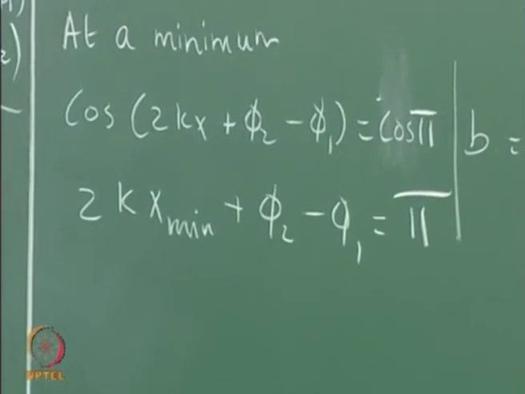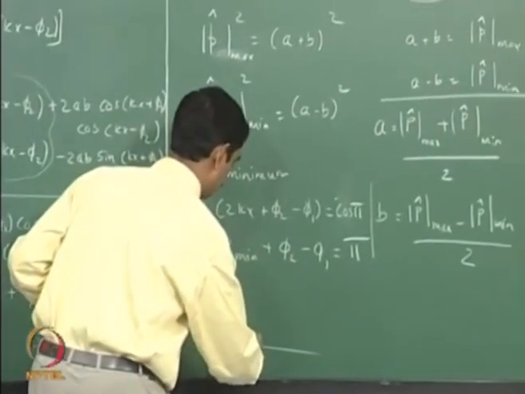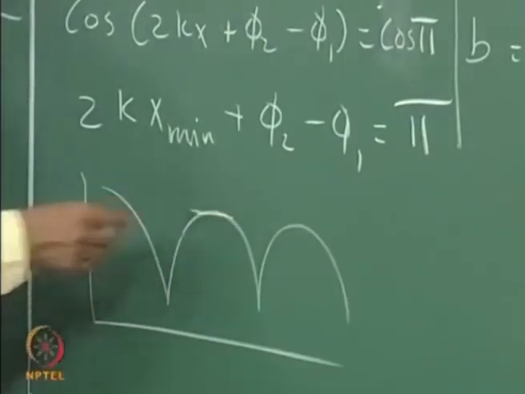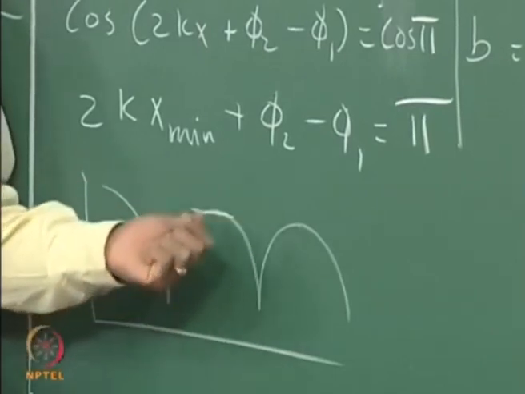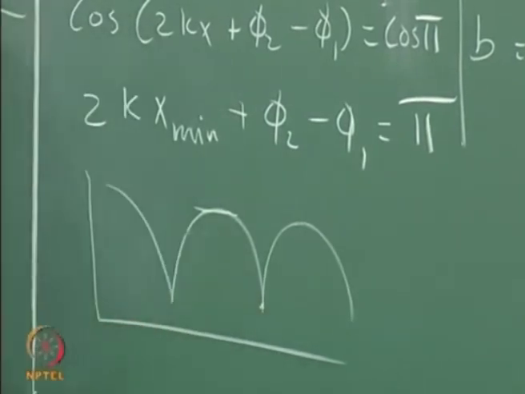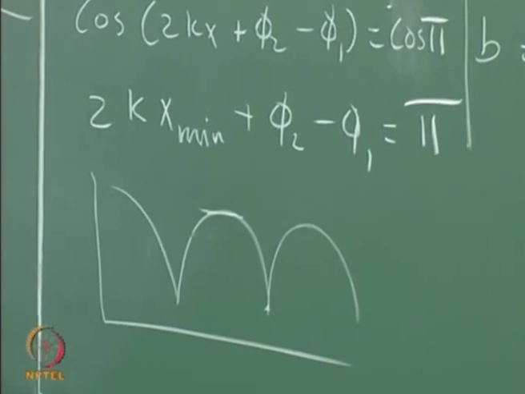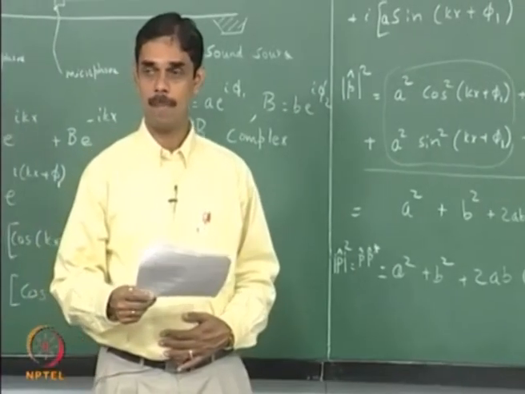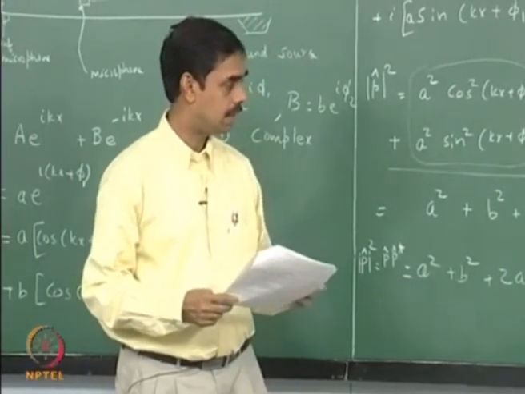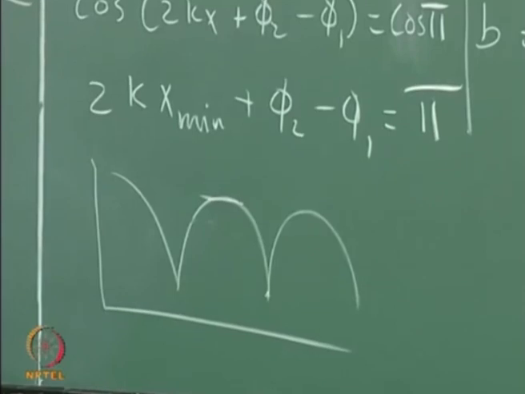But in general, in a wave, it is much easier to determine a minimum than a maximum, because if you look at the structure of a wave, at the maxima the value stays flat for quite some time. So we would have difficulty in determining which is the precise x location, whereas you can pinpoint this minima quite easily. And also, if you look at the phase, at the minima the phase changes dramatically. That is the reason why we go for determining the minimum value and using that to determine the phase phi 2 minus phi 1 rather than using a maximum.